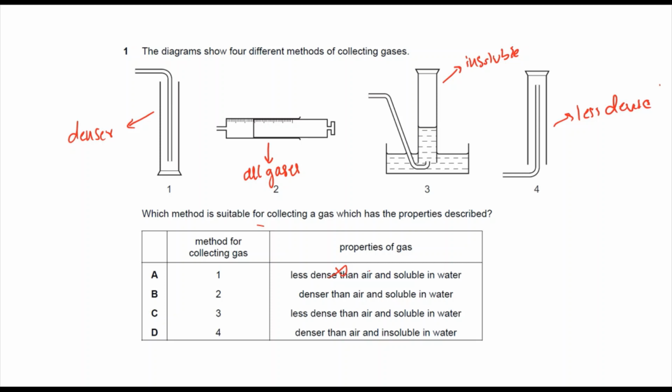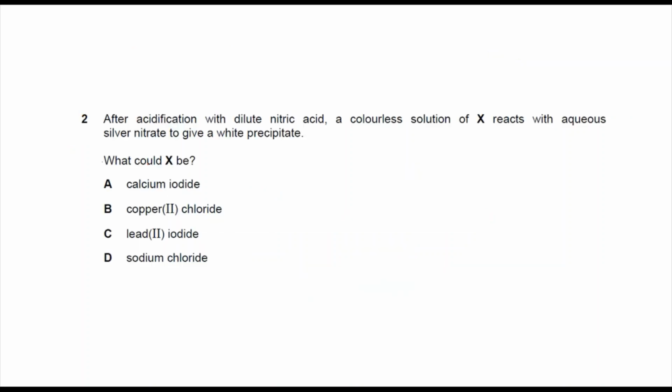So third option, less dense than air and soluble in water. Note, soluble in water. And we said we can use this method only for insoluble gases. So C is wrong. D, denser than air and insoluble in water. Wrong. Why? Well, because it can't be denser than air, it has to be less dense. So the answer to this question will be B. Let's move to question number 2.